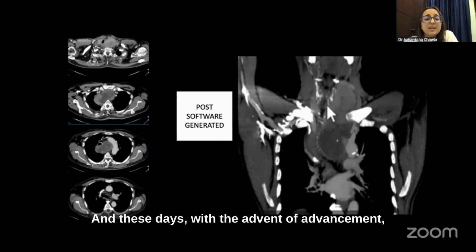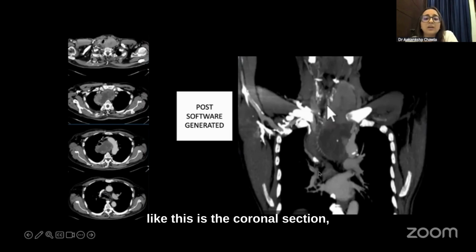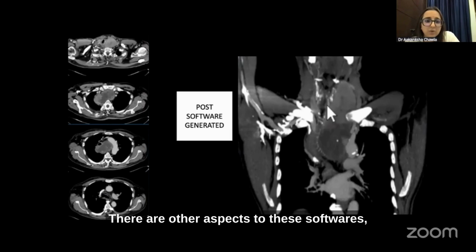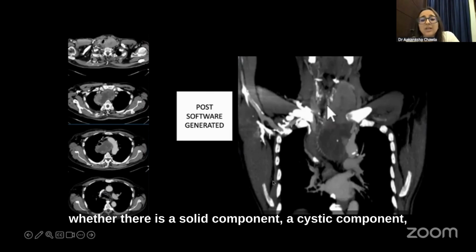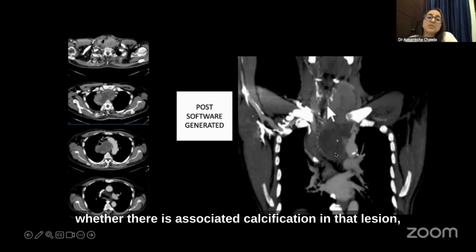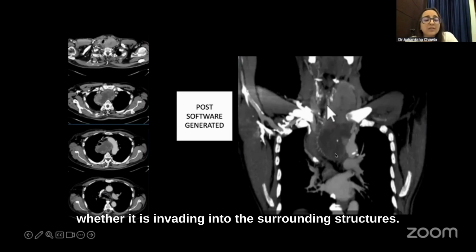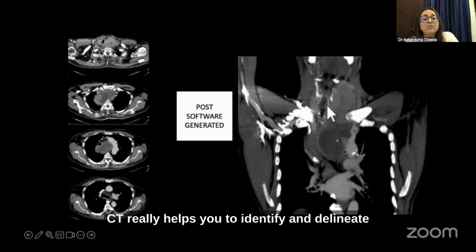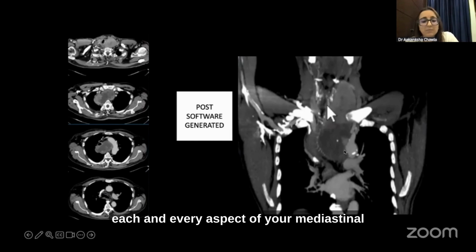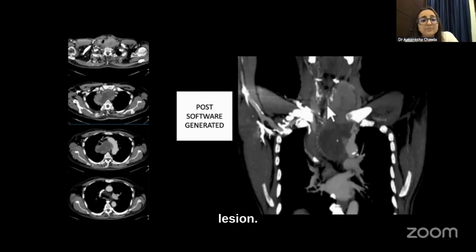And these days, with the advent of advancement, you can generate further imaging, like this coronal section. You can further generate images which are software generated. There are other aspects to these softwares which help you to identify the extent of the lesion, the kind of lesion, whether there is a solid component, a cystic component, whether there is fat, whether there is associated calcification in that lesion, and whether it is invading into the surrounding structures. So CT really helps you to identify and delineate each and every aspect of your mediastinal lesion.